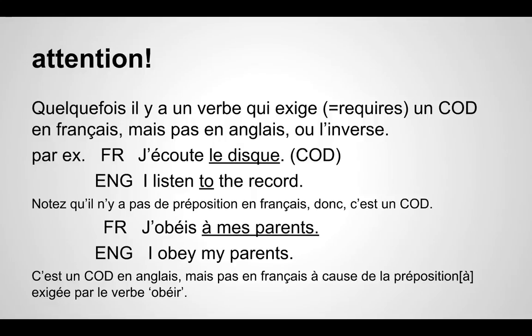The other way around is also true. In French, obéir requires the preposition à after it before whom you're obeying. So you say, j'obéis à mes parents. In this case, mes parents is not a direct object. But in English, I obey does not require a preposition, and so my parents are a direct object for the word obey. So you have to be careful in a few instances.